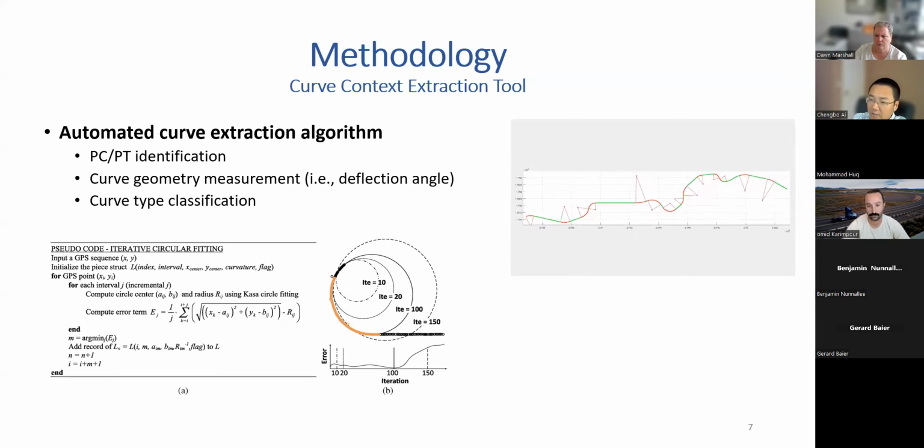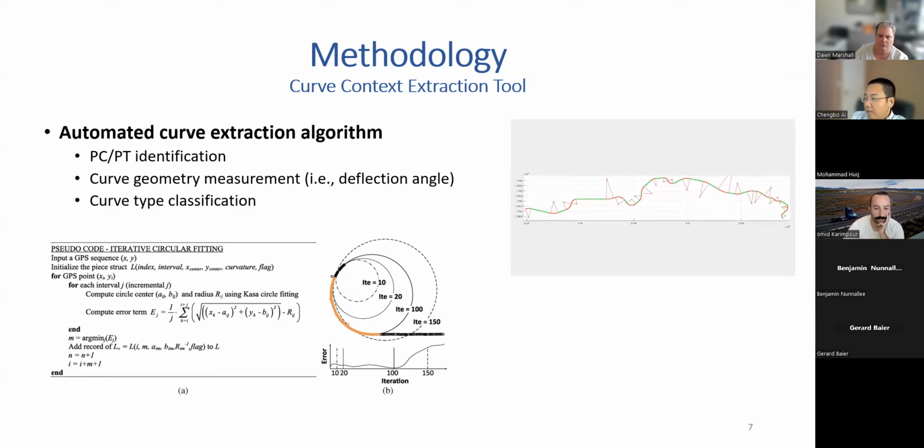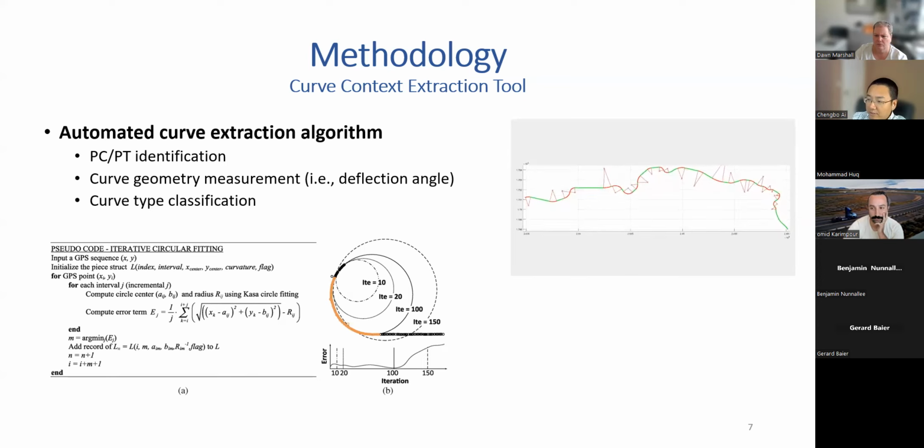Certainly, when you do the circular shape regression, it automatically generates your radius and then the deflection angle, right? Which is very handy. But that's basically it. And you have all those inventory of the curve locations.